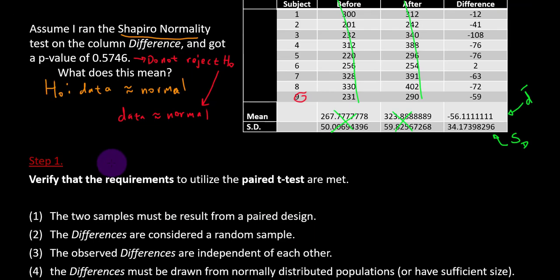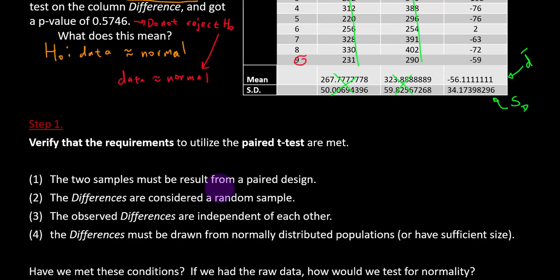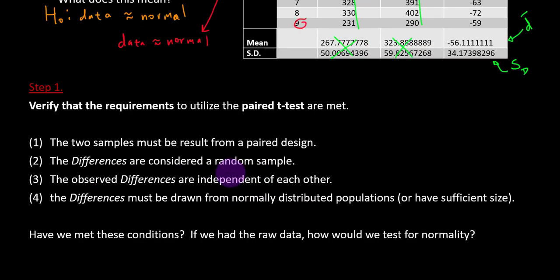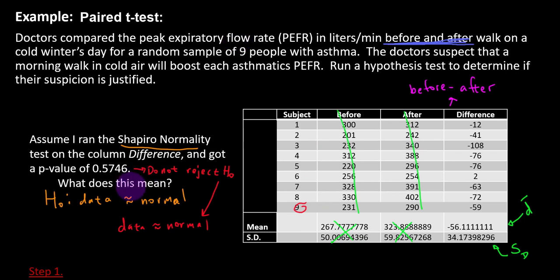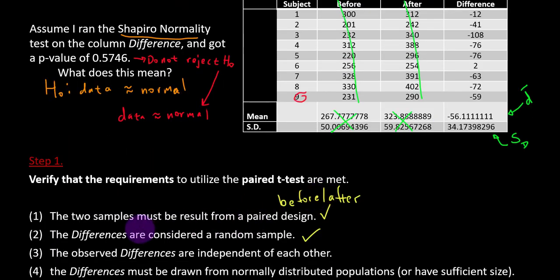Usually, our first step is to verify that certain requirements are met. These requirements are the same requirements we saw for the regular t-test. They have been slightly tweaked to apply to paired data. So the 2 samples must result from a paired design. Check, because we have the before and after situation going on. The differences are considered a random sample. Check. If we cruise up here, we see that word random sampling was used. Great. The observed differences are independent of each other.